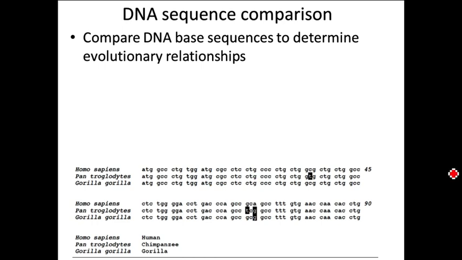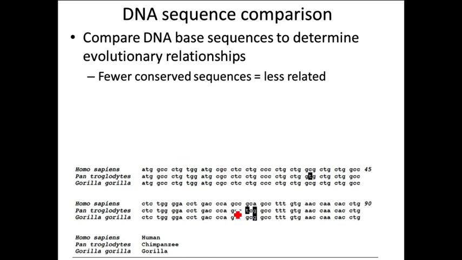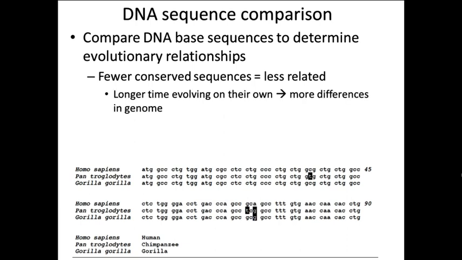If there are fewer conserved sequences, that means there are more places where they're different. And here, there's not that many because these three species are actually quite closely related. But if there are fewer conserved sequences, that means they are less related, right? It means that they've had a longer time evolving on their own since they diverged from a common ancestor, and that more differences have accumulated in the genome.